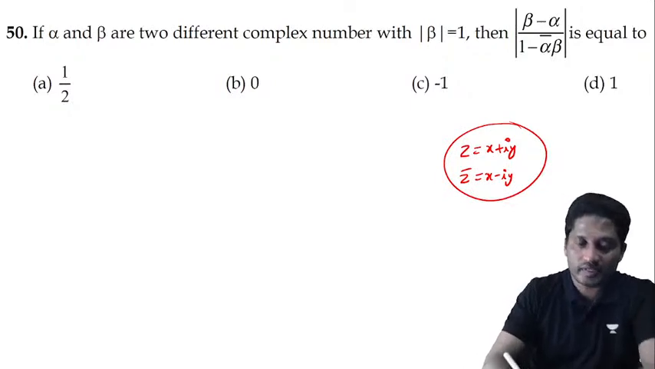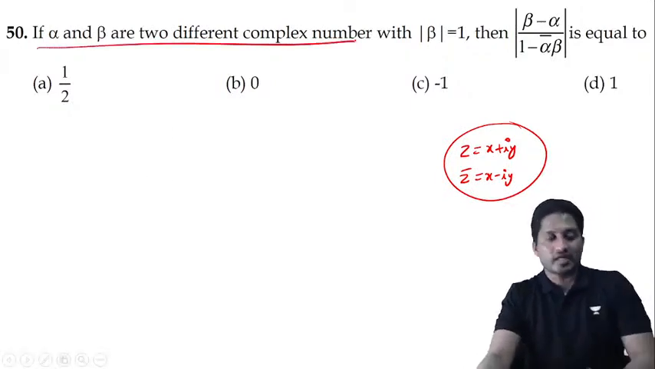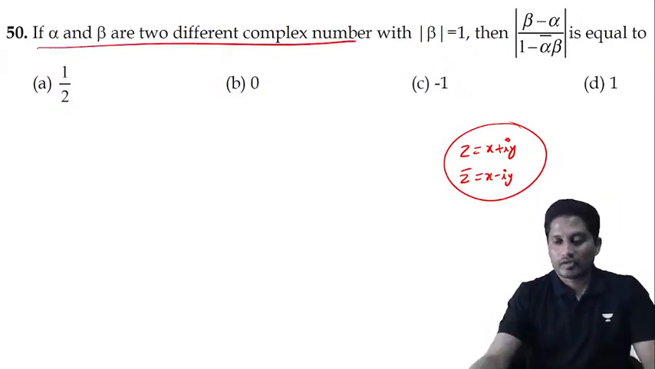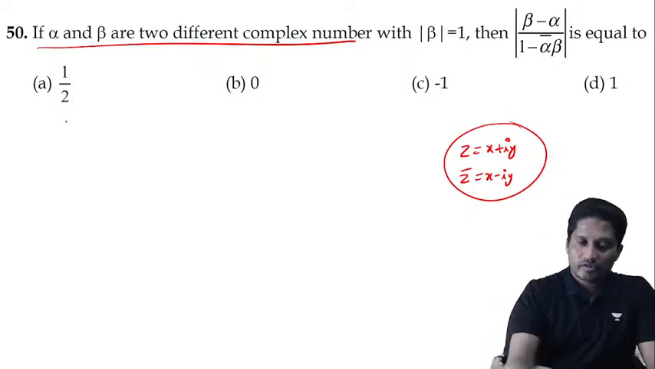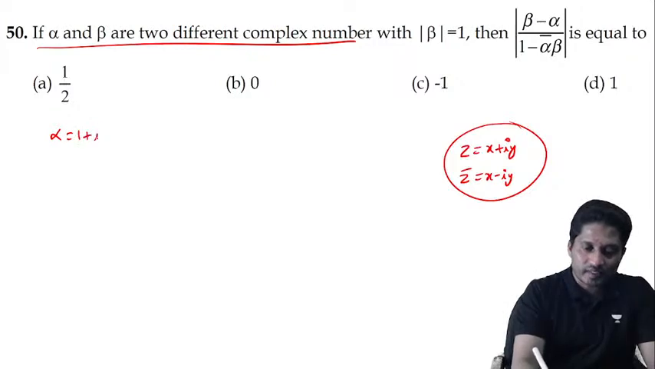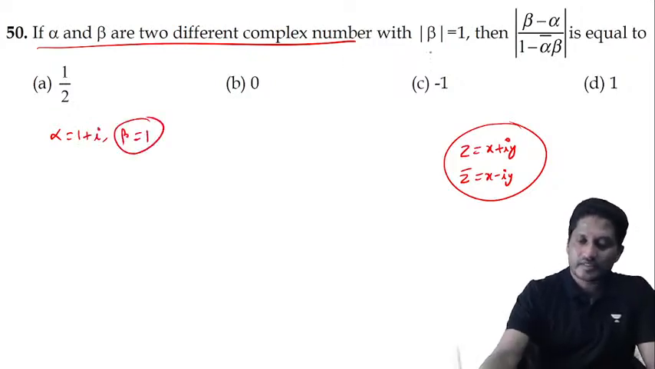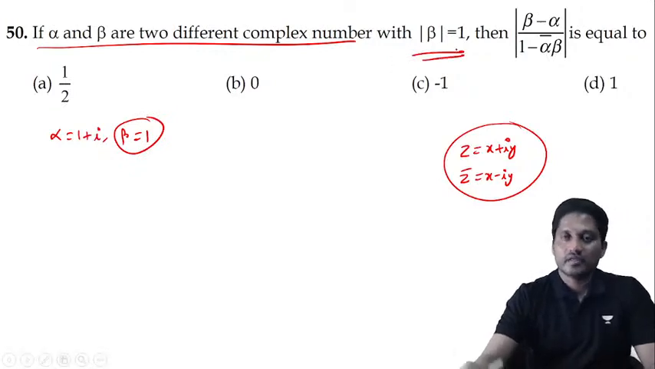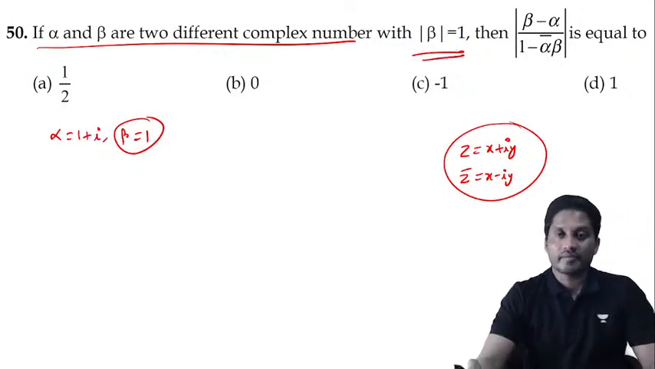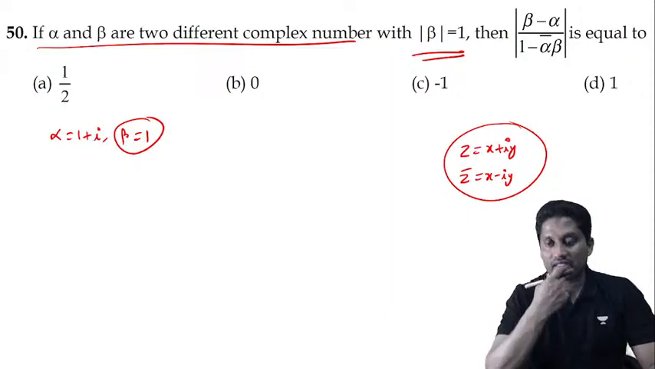Now what I'll do is, it's mentioned in the question that alpha, beta are two complex numbers, right? With modulus of beta equal to 1. So you take alpha, beta as any complex numbers. Let's say alpha is equal to 1 plus i, and I'm going to take beta is equal to 1, because it is given in the question mod of beta is 1. Either you take beta as 1 or beta as minus 1, or you can take beta is i.